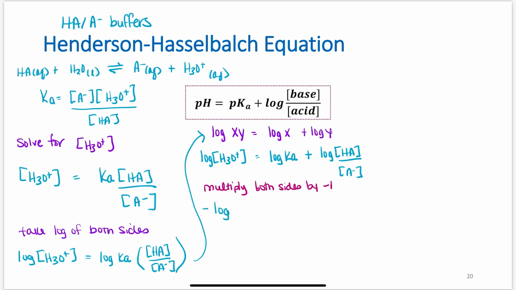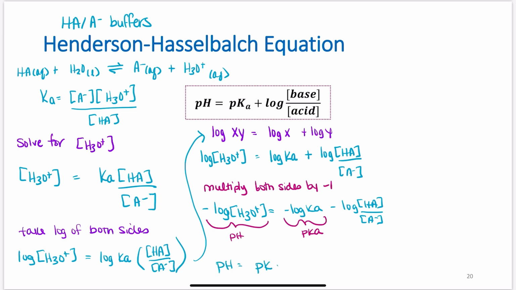So negative log of H3O plus equals negative log of Ka minus the log of HA over A minus. Now I can validly say that equals pH, that equals pKa. So we're almost there. We now have pH is equal to pKa minus the log of HA over A minus.